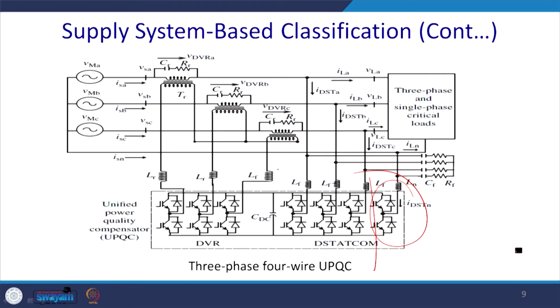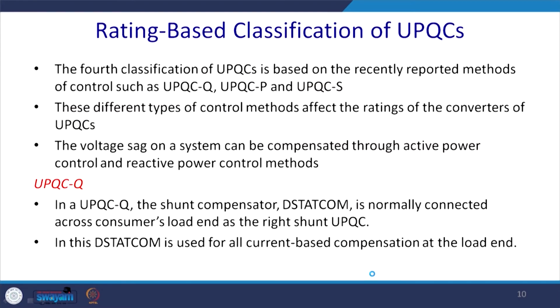Otherwise, there is another topology that can be used, where you can split this link and you can put this 4th wire on the middle of the DC link, but there is a problem that it is not controllable. Current will flow as it is, and also the performance of this unbalance cannot be checked. And for actively controlling the neutral current, we require to have a 4th leg. So, this is a rating based classification of the UPQC.